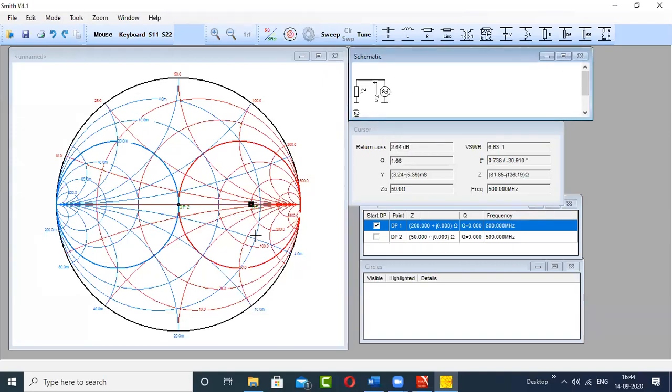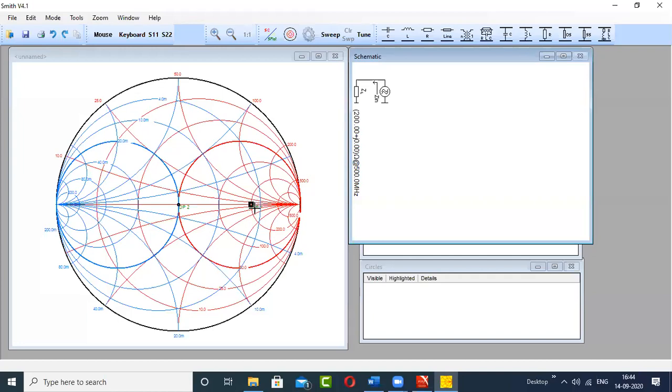So what I will do, even though the reference impedance will always be real in nature, the load can be complex or it can be real in nature, but it should not be purely imaginary in nature. If it is purely imaginary, you cannot match that load. You can try that.